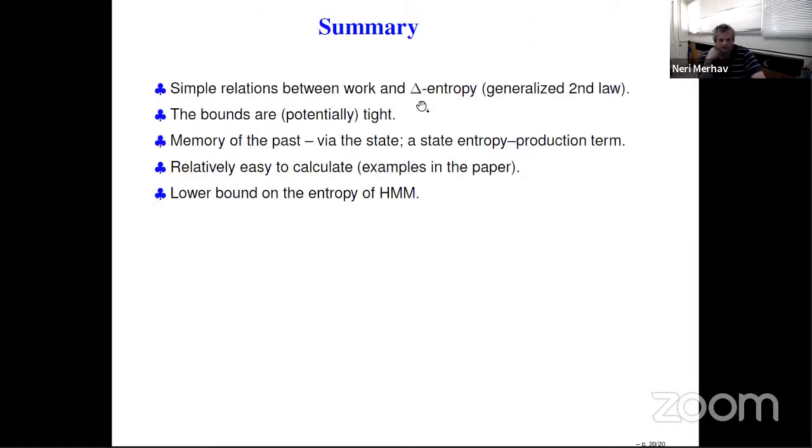So let me conclude. We have seen simple relationships between work and differences in entropy, namely a generalized second law. The bounds are potentially tight in the sense that we can approach them if we are willing to make enough effort. The memory of the past of the system is encoded in the state, and we also have a term that is associated with the entropy production of the state. The bounds are relatively easy to calculate. There are examples in the paper.